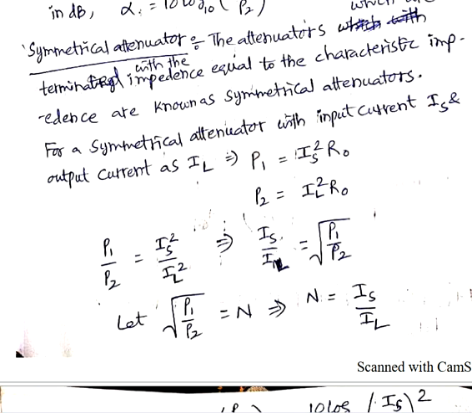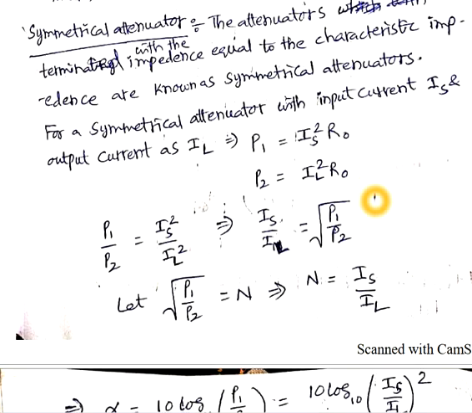For that kind of attenuator, if the input current is Is and the output current is IL, we can write the input power and output power like this: P1 is equal to Is square into R naught, and P2 is equal to IL square into R naught, where Is is the input current and IL is the output current, that is the load current. And this is R naught at both places, because the input resistance seen from the source side as well as the terminated impedance, that is the output impedance, are equal here, because it is a symmetrical attenuator.